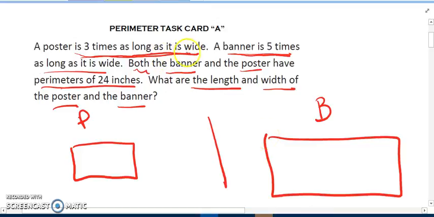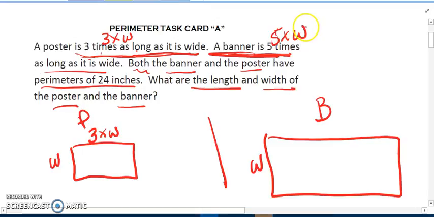Now, I don't know the actual width or the actual length of either thing, so I'm going to put a W for width. But what I do know is that it's 3 times as long as it is wide, so I know that that means 3 times the width. So on the length side, I'm going to put 3 times the W. I'm going to do the same thing for the banner. I don't know how wide it is, but I know its length is 5 times the width. So once I figure out what the W is, I just have to multiply it by 3 or multiply it by 5 to get the final answer.